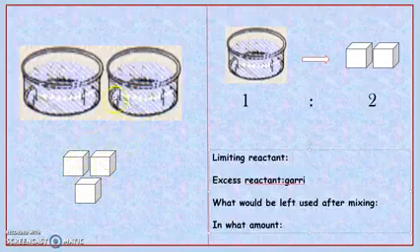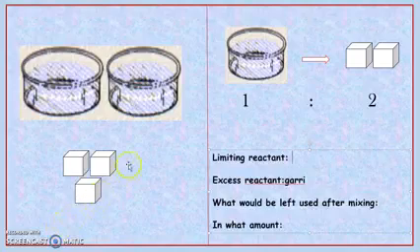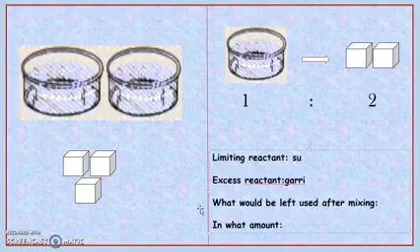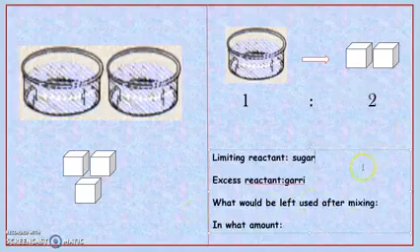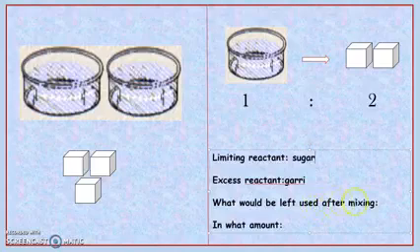Instead of making 2 cups of garri mixture, we made 1.5 cups of garri mixture. So it is this limiting reactant, which is the sugar, that determines how many cups of garri mixture we are going to make. So the limiting reactant here is the cubes of sugar. If this is the case, what will be left unused after mixing? After mixing the garri and sugar, what substance will be left unused?